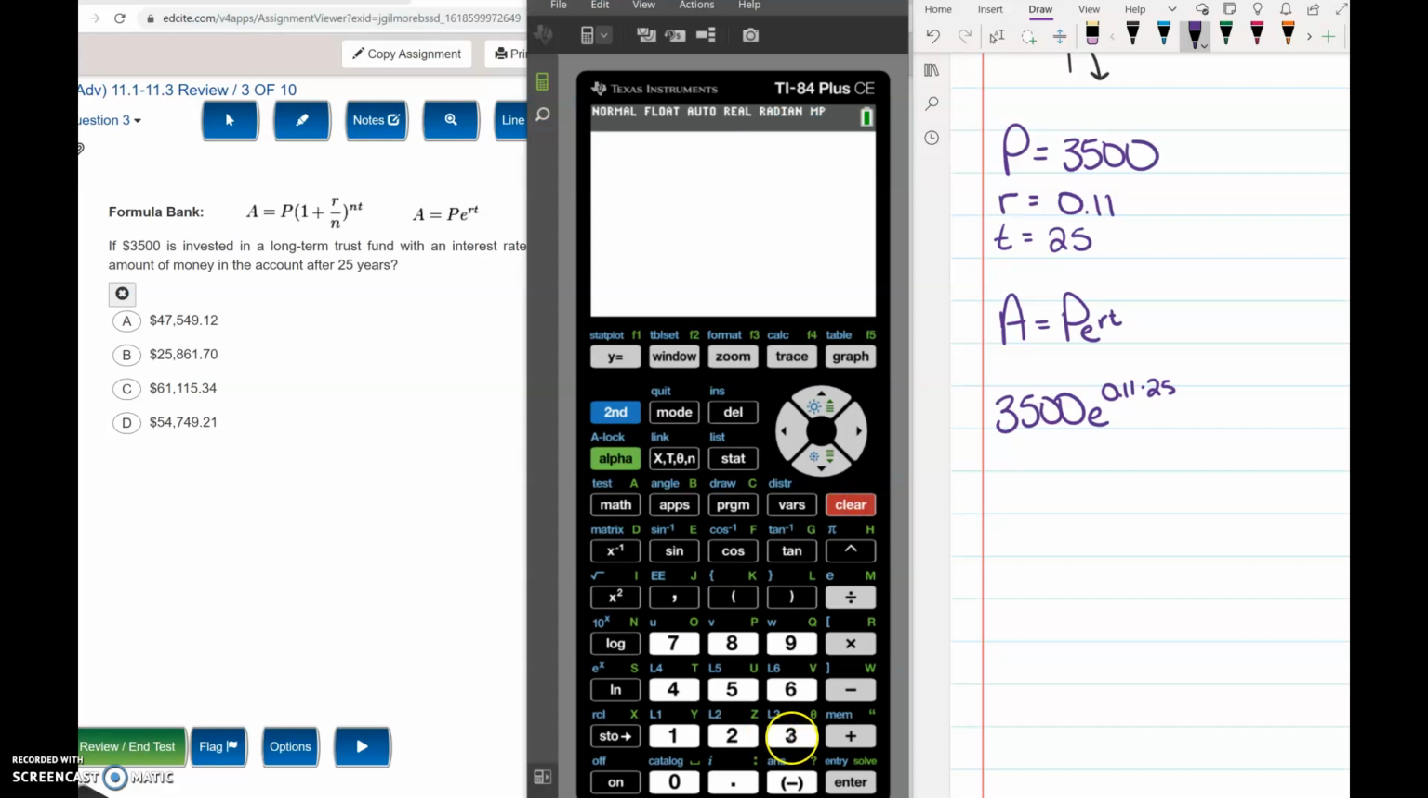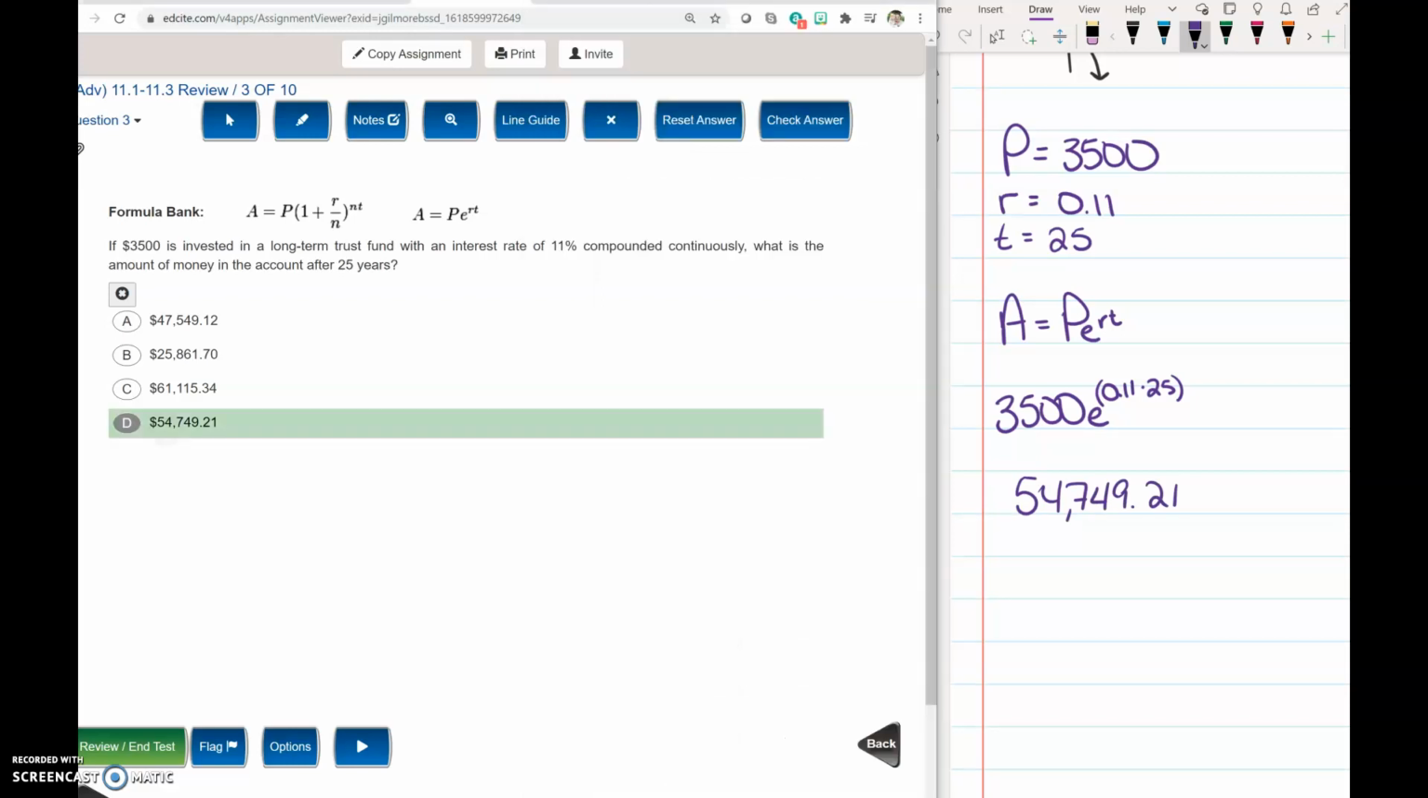To type that into our calculator, 3,500, E is above your ln button. So find your ln button and the E is the function right above that. So second ln button, 0.11 times 25. If you're using a scientific calculator, when you do E raised to the whatever, it will put parentheses. You just make sure you close those parentheses after the 25. And our answer is 54749.21. So $54,749.21.